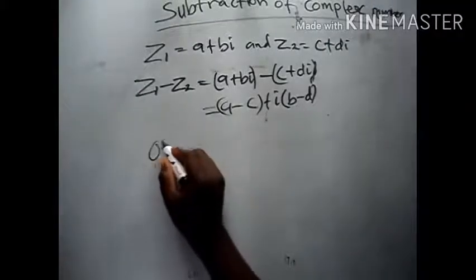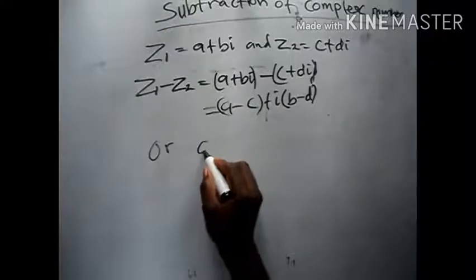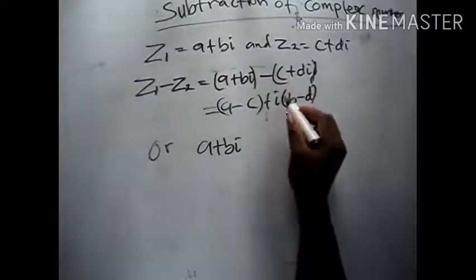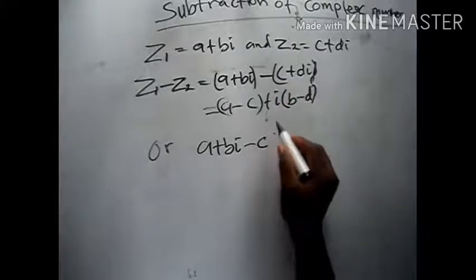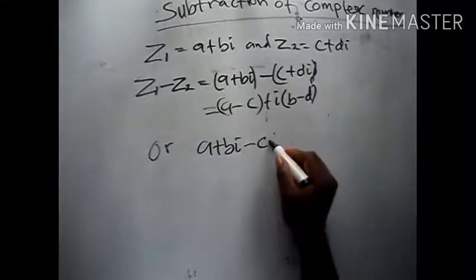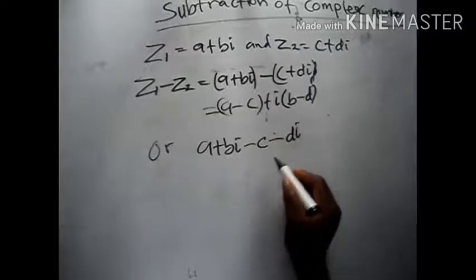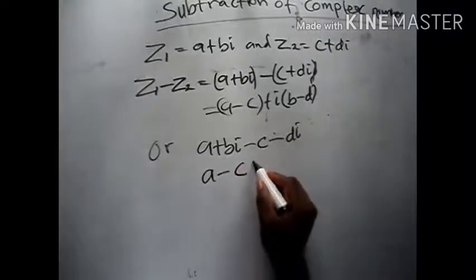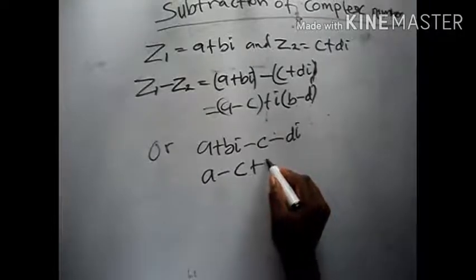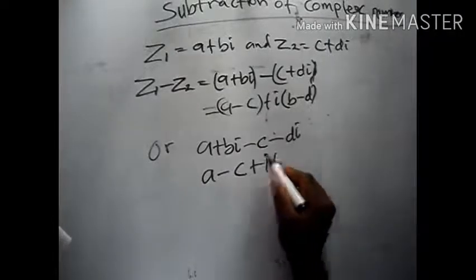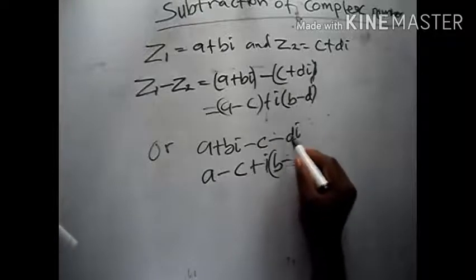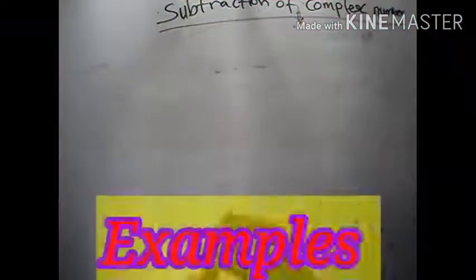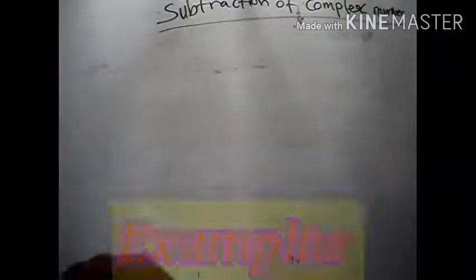Or you do it this way: you have a plus bi, just open the bracket. So minus times c, you have minus c, and minus times plus di, you have minus di. So you collect the like terms, and then you have a minus c plus i(b minus d). So you can do it either of the ways.